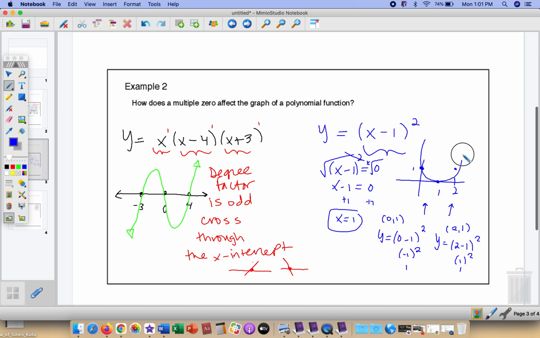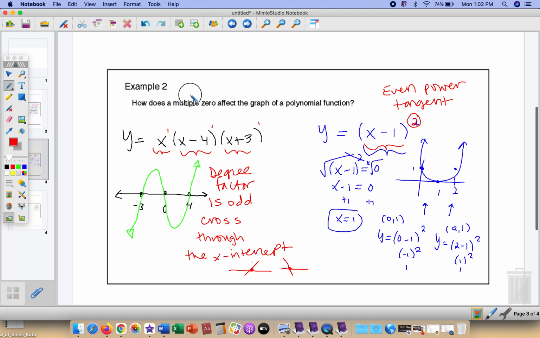And we know that it's quadratic, it's a parabola. If your expression has an even power, the factor happens an even amount of times, then you're going to be tangent at that spot. Okay?